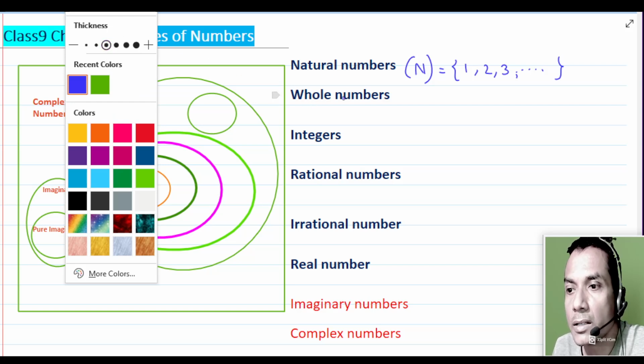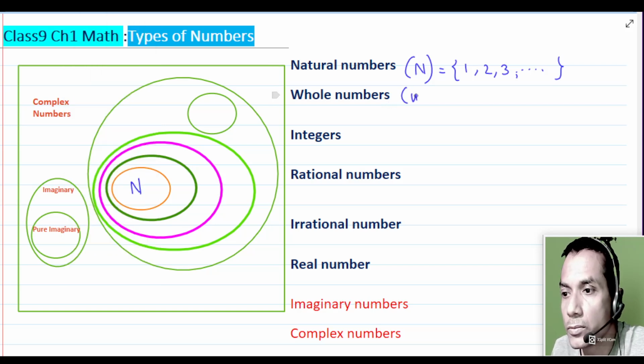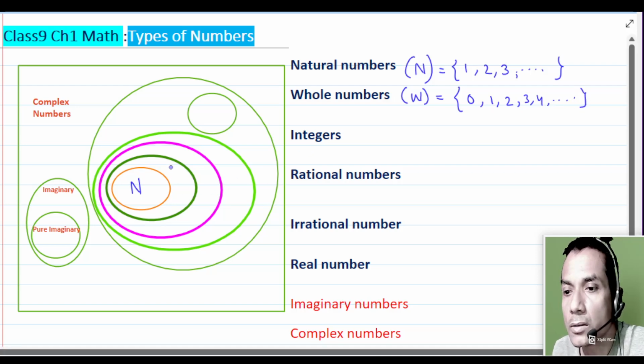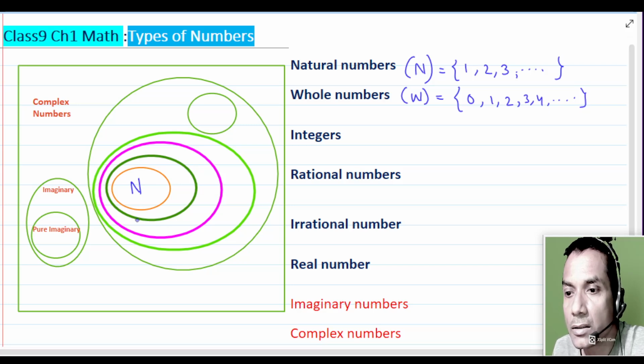Next we learn the whole number. The whole number is represented by W. So the whole number is the set of natural numbers including 0: 0, 1, 2, 3, 4, and so on. Clear? So whole number is represented by this circle, outside the natural number circle.